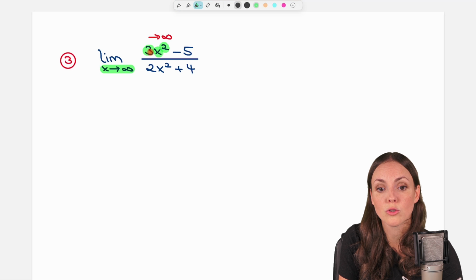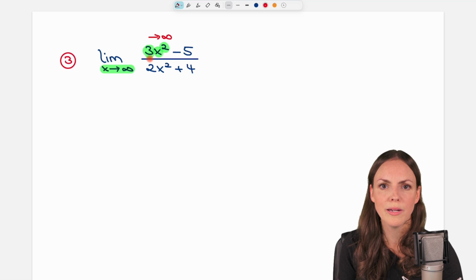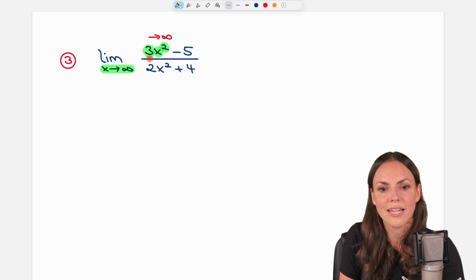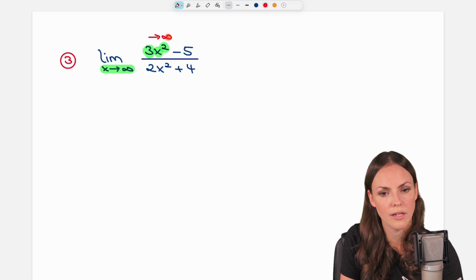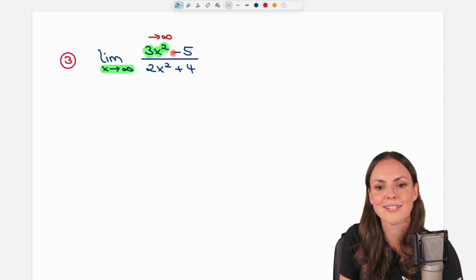And then we also multiply by 3. So something that is super big and we just multiply by 3, it will stay big. So this entire thing will still approach infinity. And then we have the minus 5. The minus 5 doesn't change anything there. Infinity is so strong. So in total, for this numerator, this will approach infinity.